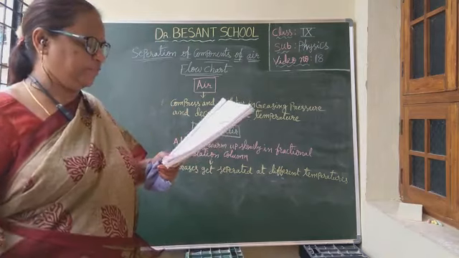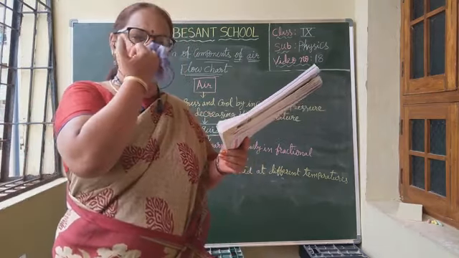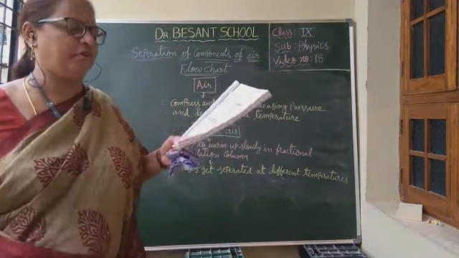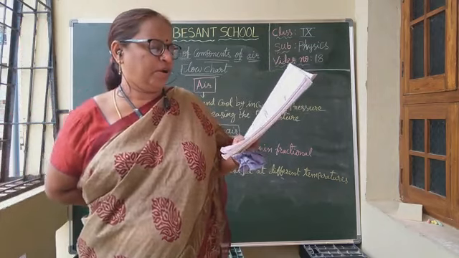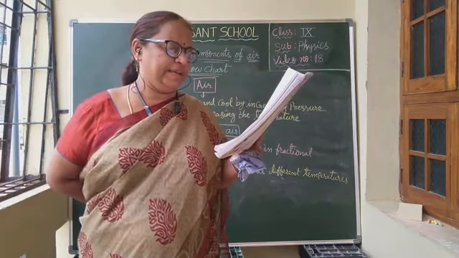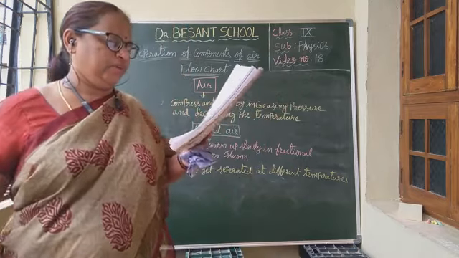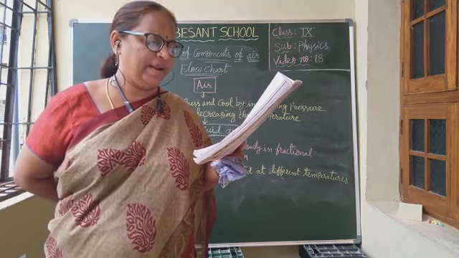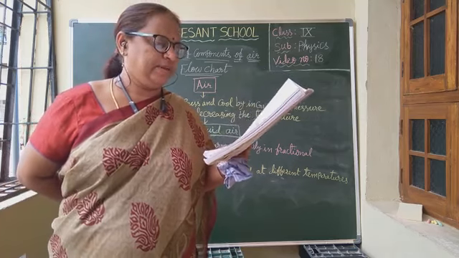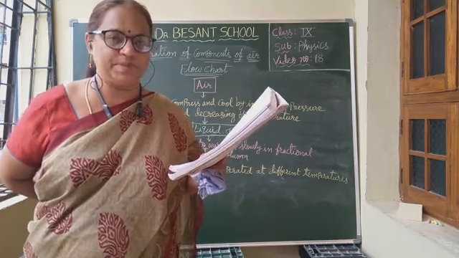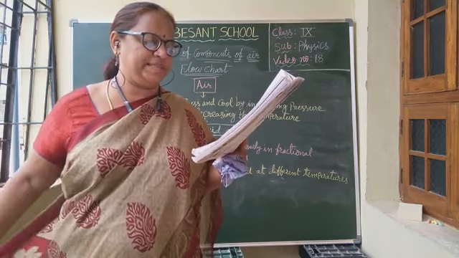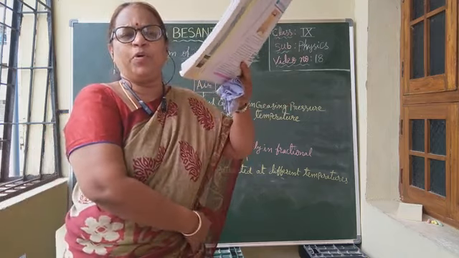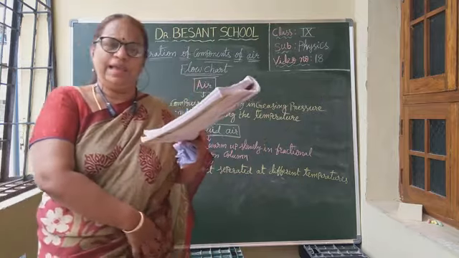See, in your textbook, different gases' boiling points are given, and how much percentage they are present in air. That box is given here on page number 49. Boiling points: oxygen minus 183 degrees Celsius, argon minus 186 degrees Celsius, and nitrogen minus 196 degrees Celsius. Whereas the percentage present: oxygen is present at 20.9 percent in air, argon 0.9 percent, and nitrogen 78.1 percent.